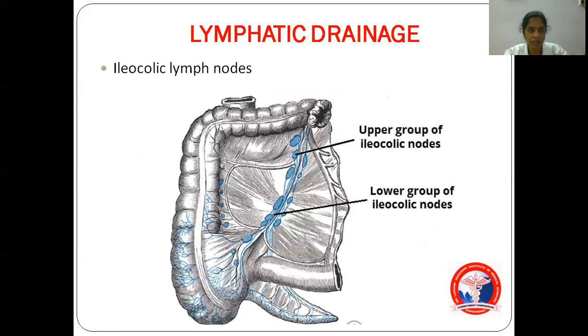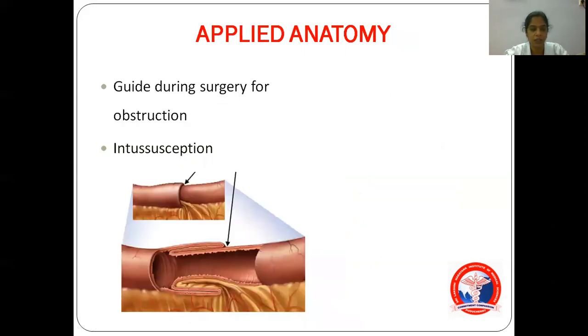The next one is the lymphatic drainage. We have a group of lymph nodes near the ileum and cecum. The ileocolic lymph nodes near the cecum and colon are arranged in two groups, an upper group and a lower group. These ileocolic lymph nodes drain the cecum. So this is about the lymphatic drainage of the cecum.